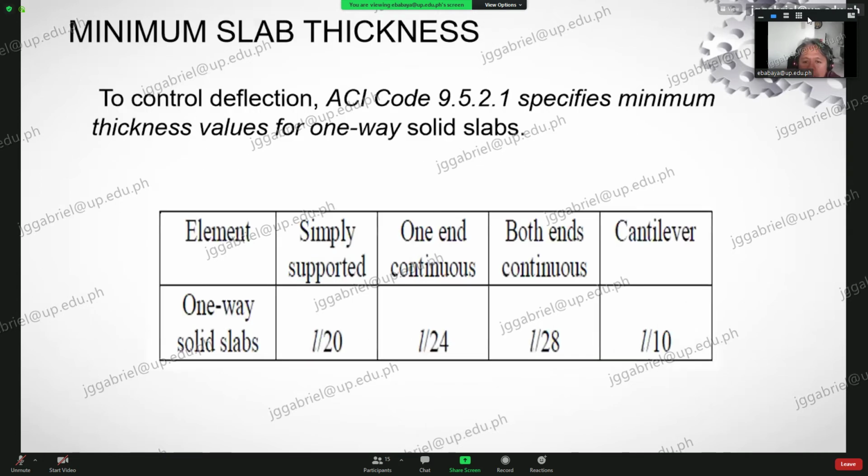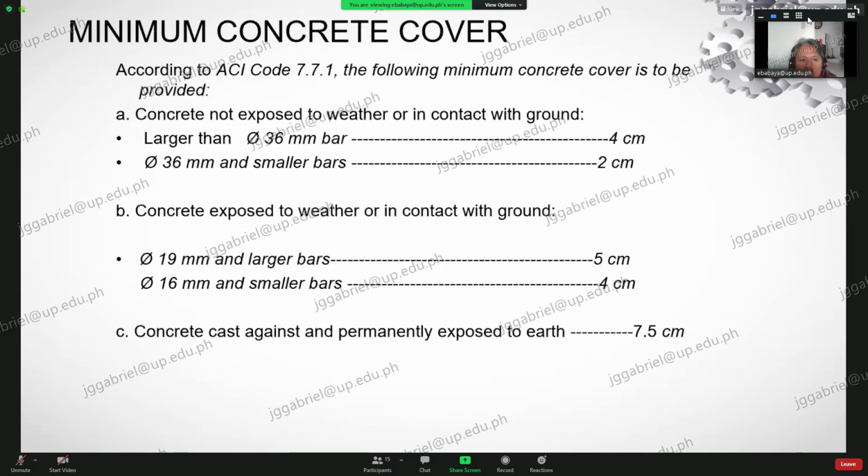This is our guide on the initial thickness value of your slab. And then it says the following minimum concrete cover is to be provided. Concrete not exposed to weather or contact with ground: if you have reinforcements larger than number 36 millimeter bar, you have 4 centimeters. 36 millimeter and smaller, you have 2 centimeters.